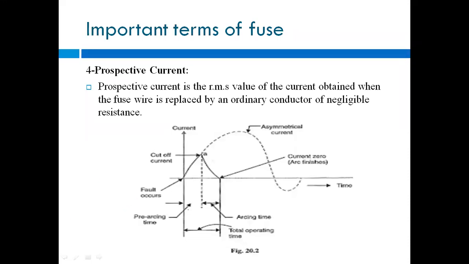So this current versus time characteristic is shown here. One cycle is there, just like our AC. For alternating current we use one cycle of 360 degrees. So here also one cycle is shown for the AC supply.